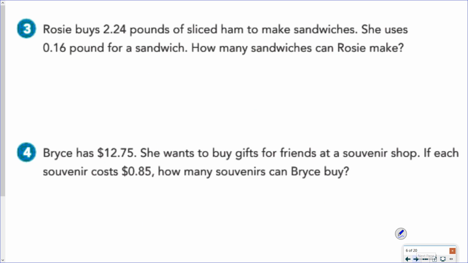And we can use what we did there to help us with these two. Rosie buys 2.24 pounds of sliced ham. She uses 0.16 pounds for a sandwich. How many sandwiches can Rosie make? Well, we're taking all that ham she bought and we're dividing it into those smaller equal sized pieces.